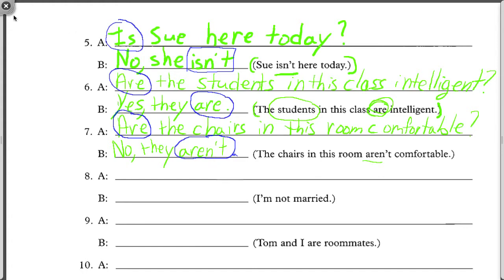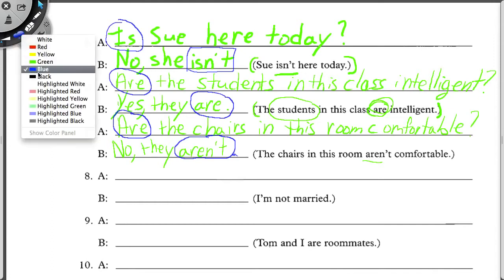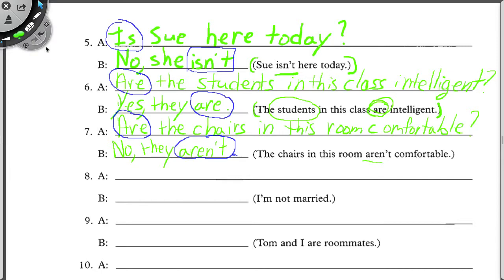Let me just change my color again. Let's just keep going with green for a little bit longer. Let me know how you like green.